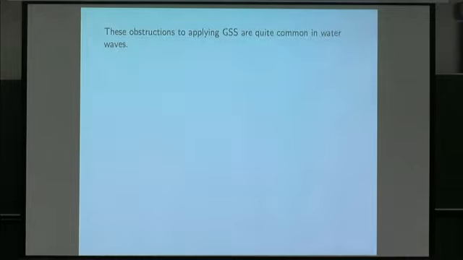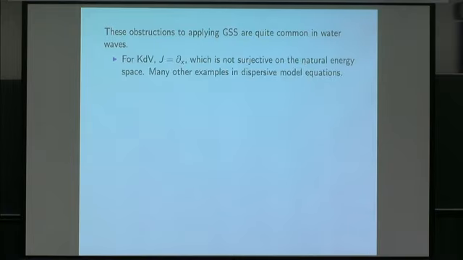So these are major obstructions, and they're not specific to our problem. They're pretty common in lots of water wave applications. So the most famous one, let's say, is KdV. J is dx, which isn't surjective in most.